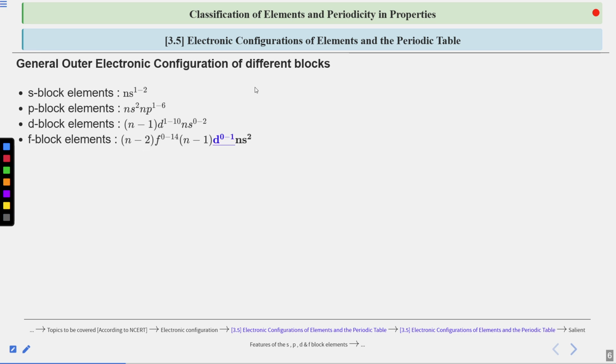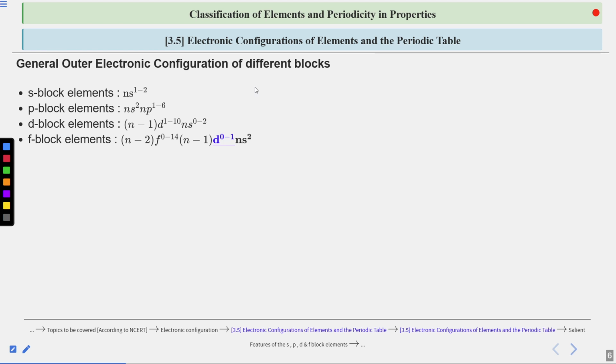Then lastly we have the F block elements. There is a very tricky part in this configuration. The tricky part is that the D subshell is only filled with 0 electrons or 1 electron. So either it is 0 or it is 1. This thing is seen for the F block elements. The S subshell is always filled. The F subshell is partially filled, or sometimes it is 0 also.